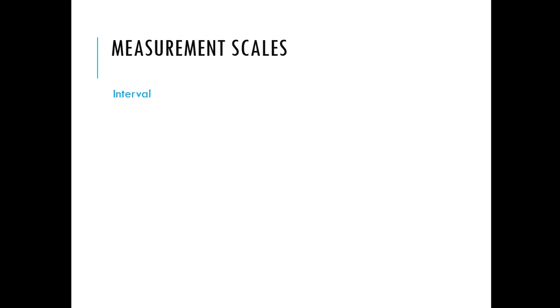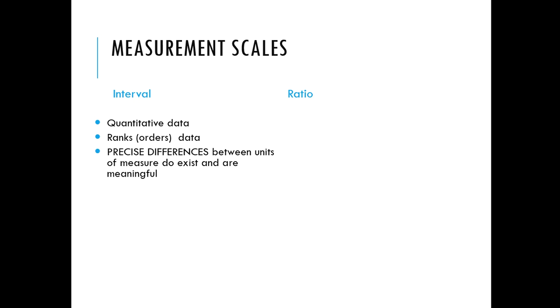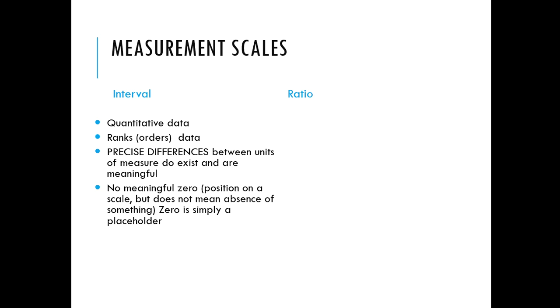Now, measurement scales. These are the tricky ones that people sometimes get caught up on, so I'm going to try to explain them as best I could. The first one is interval, and the second one is ratio. This is only for quantitative data. So interval ranks and orders the data. Precise differences between the units do exist, and they're meaningful. But the big thing of this is there is no meaningful zero. Zero is simply a placeholder.